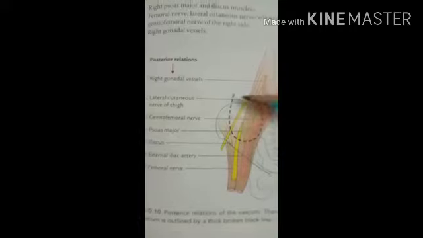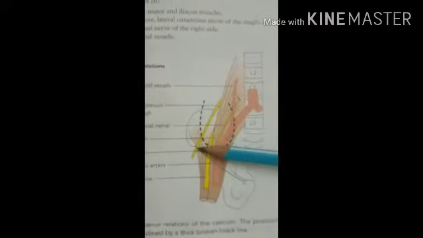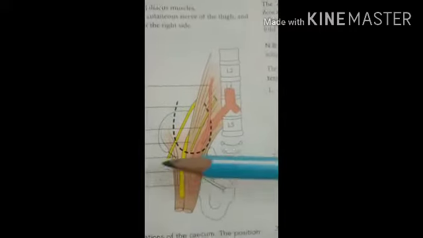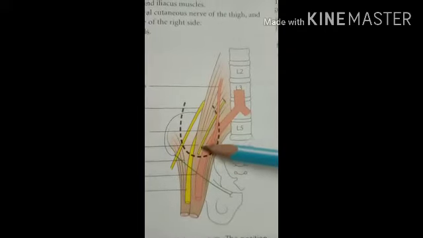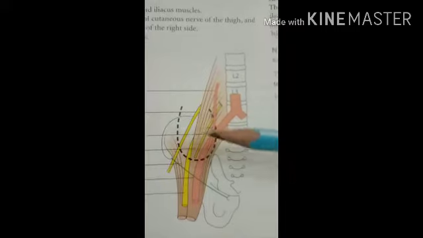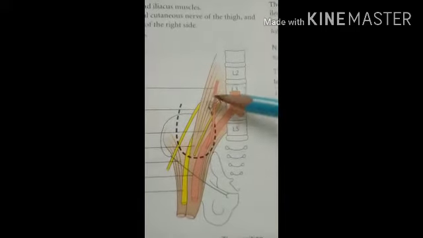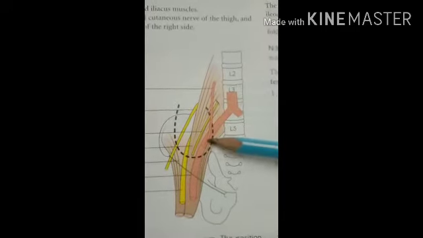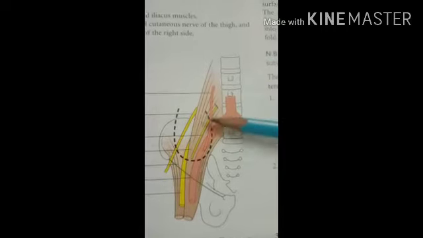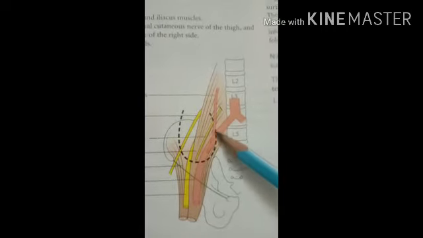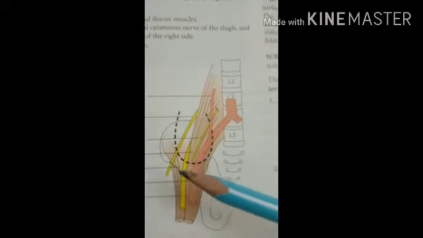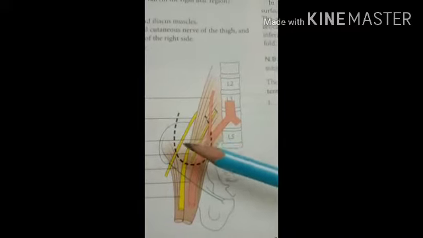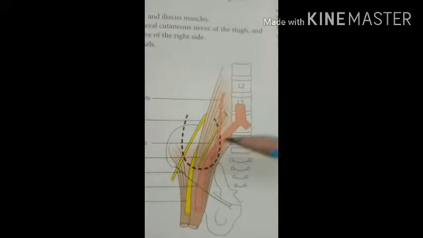So this one. And the genitofemoral nerve of the right side. So this one is the genitofemoral nerve. Okay. Then the right gonadal vessel. And this is the right external iliac artery, this one, a large artery you can see, and the retrocecal recess. Okay. So these are the visceral relations.